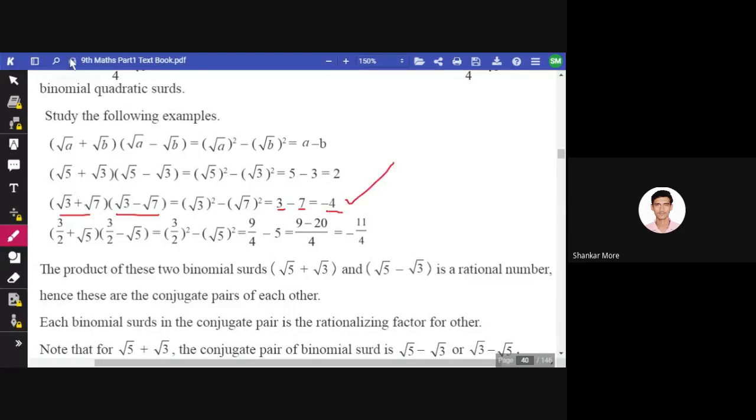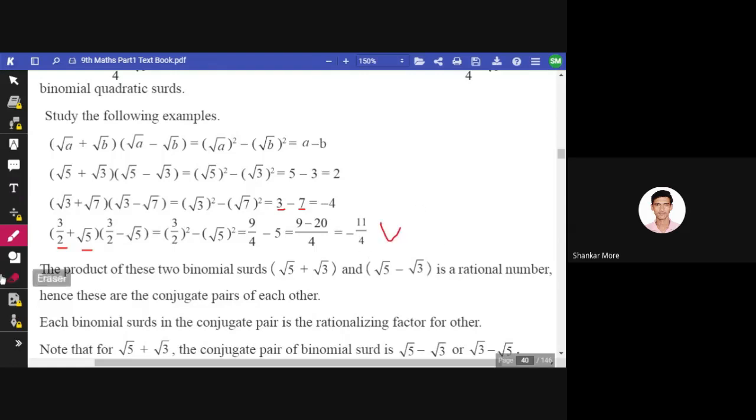Minus 4 is also a rational number. It doesn't matter, even if it is negative, it is a rational number. So in this case we have one rational number, one irrational number, and we are similarly multiplying with its conjugate part or conjugate pair, and we are getting a rational number.